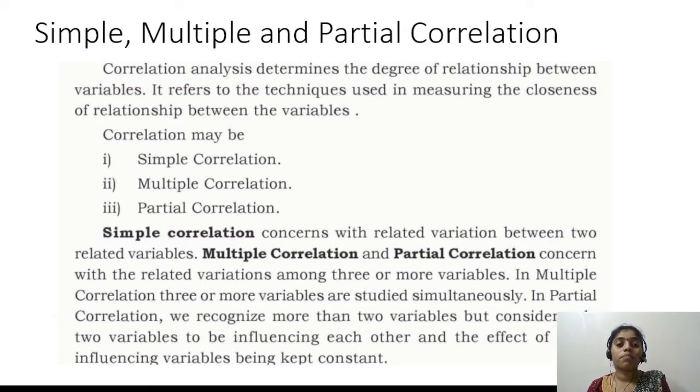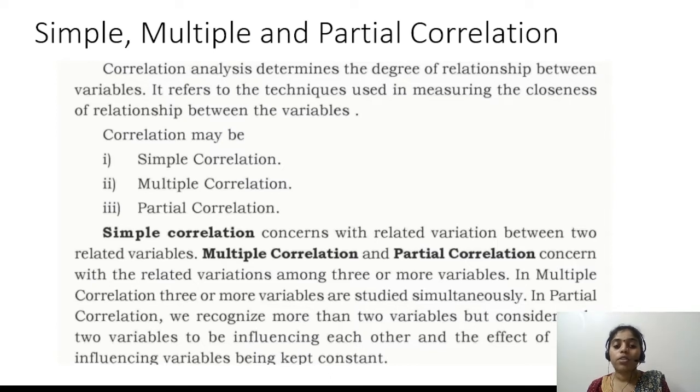Next, coming to simple, multiple and partial correlation. What is this? Correlation analysis determines the degree of relation between the variables. It refers to the technique used in measuring the closeness of the relationship between variables. That means the correlation may be simple, multiple or partial. Simple correlation is concerned with the related variation between two variables, and multiple and partial correlation are concerned with the variation among three or more variables.